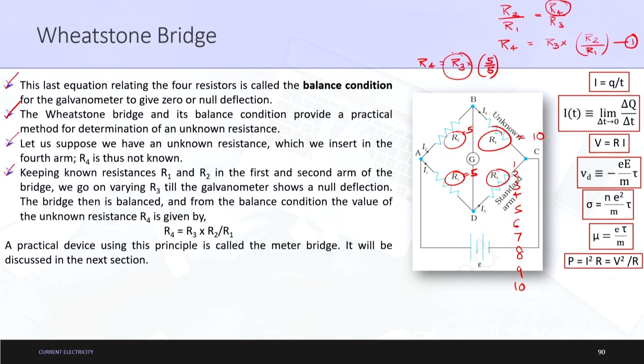And hence what we found is that as R3 is equal to 10, and using this equation we can find that R4 is also equal to 10. So, finally, we got the value of the resistance of the unknown resistor. Okay, let us move on with the further discussions now.